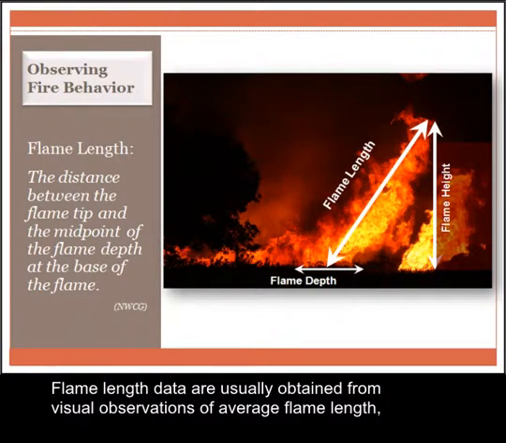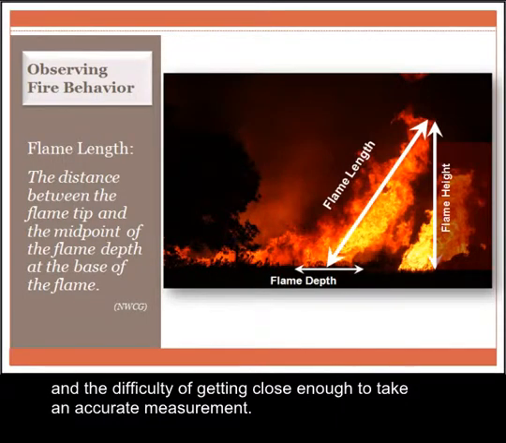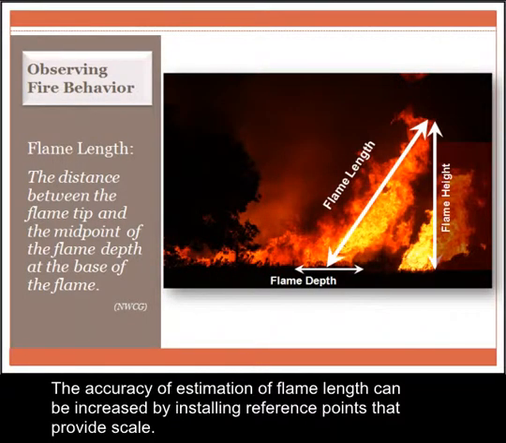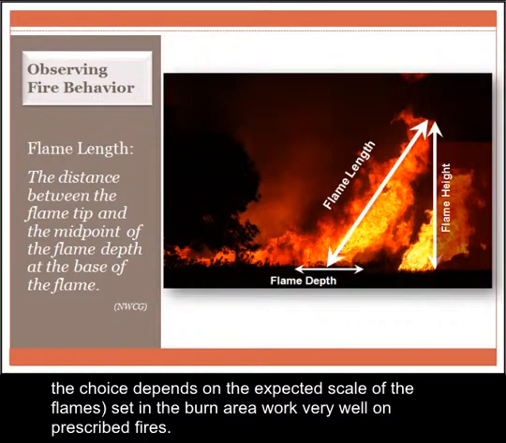Flame length data are usually obtained from visual observations of average flame length, but estimation of flame length is often challenging due to the fluctuating nature of the flames and the difficulty of getting close enough to take an accurate measurement. The accuracy of estimation of flame length can be increased by installing reference points that provide scale. Steel posts with 1-foot sections alternately painted red and white, or metal flags attached every 3 feet. The choice depends on the expected scale of the flames.